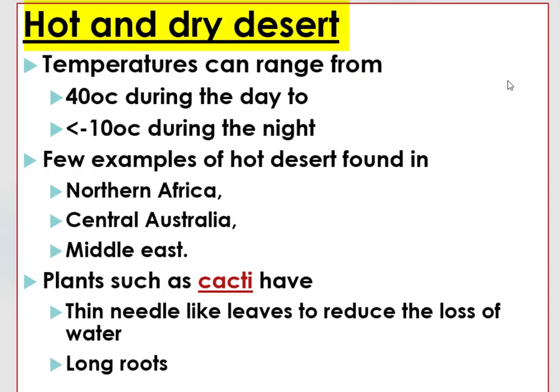In hot and dry desert biomes, temperatures can reach 40 degrees Celsius during the day and fall below negative 10 degrees Celsius during the night. A few examples of hot deserts are found in North Africa, Central Australia, and the Middle East.